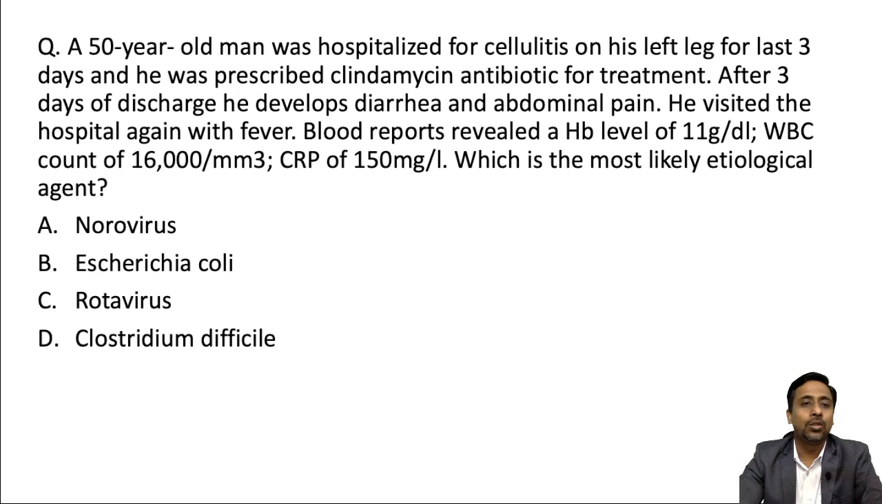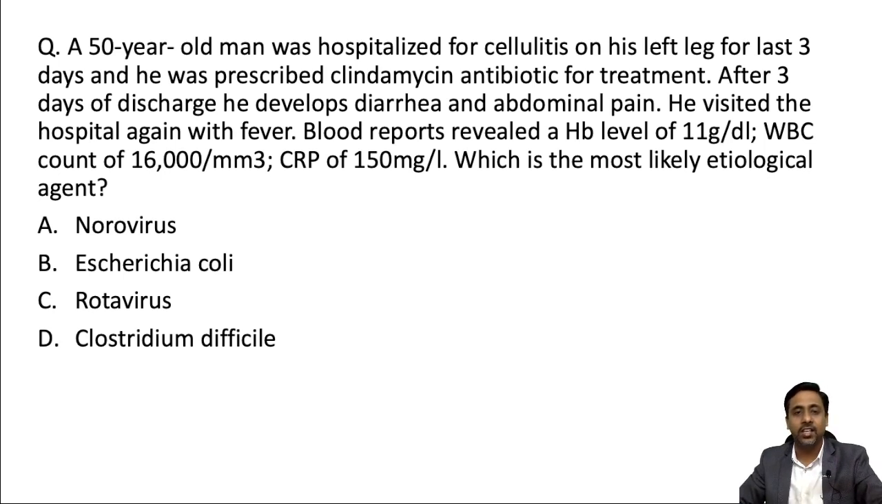The MCQ which was asked is about a 50-year-old man who was hospitalized for cellulitis on his left leg for the last 3 days, and he was prescribed the antibiotic clindamycin for treatment. After 3 days of discharge, he developed diarrhea and abdominal pain, and he visited the hospital again with fever. Blood reports revealed a hemoglobin level of 11 gram per deciliter, WBC count of 16,000 per cubic millimeter, and CRP of 150 milligram per liter. So what is the most likely etiological agent?